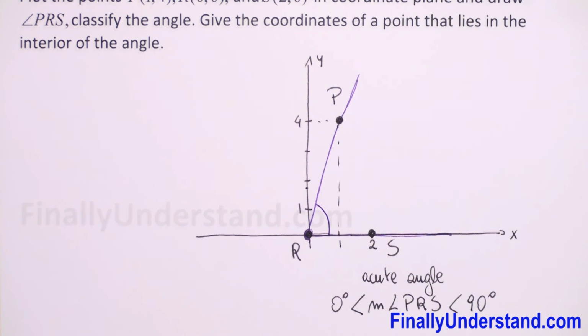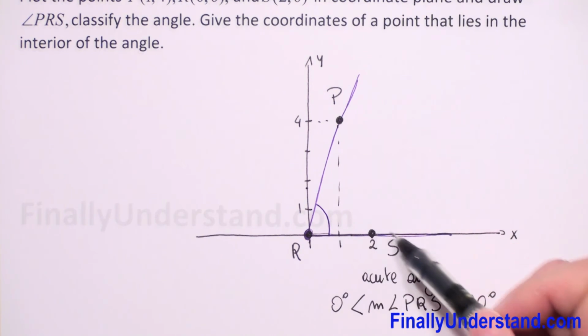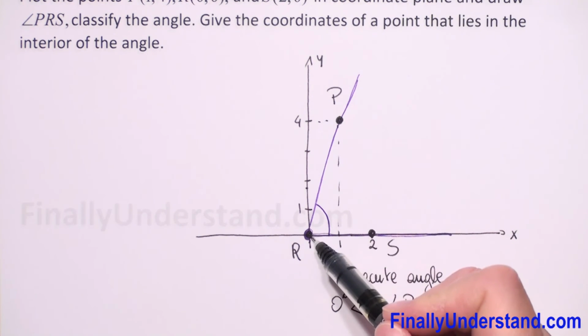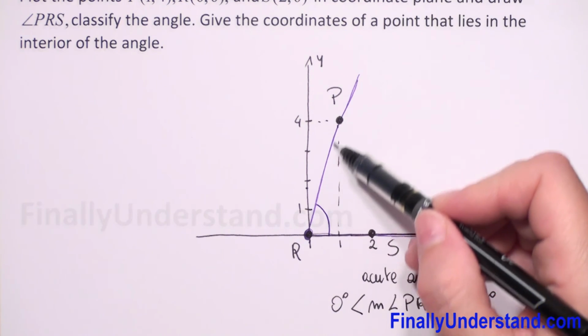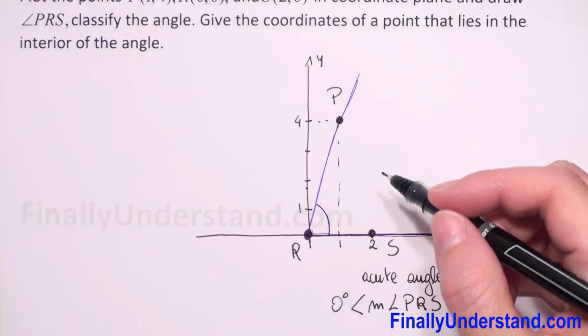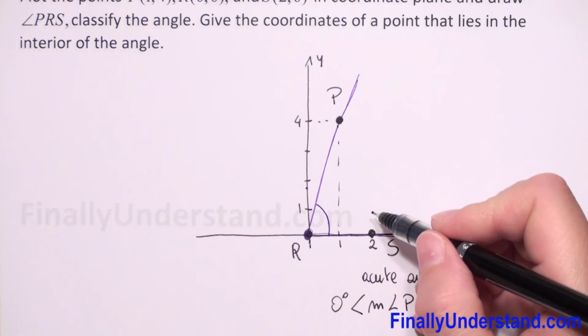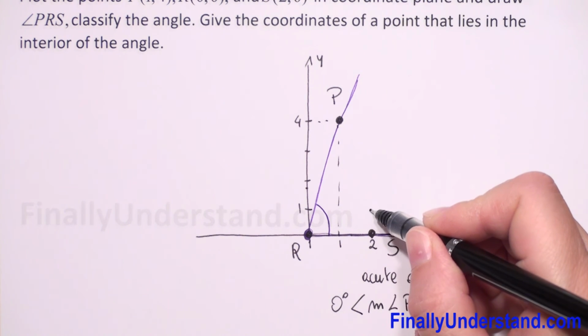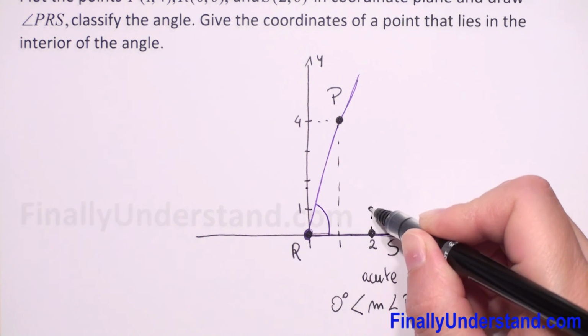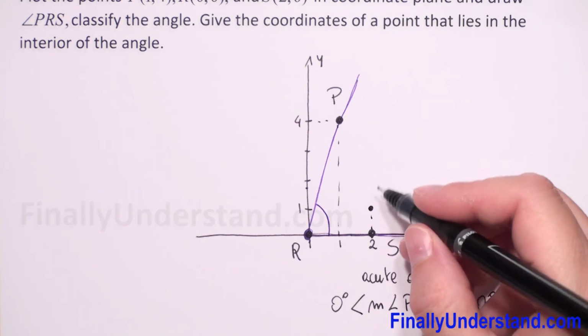Next, we have to give the coordinates of a point that lies in the interior of the angle. We know that a point is in the interior of an angle if it is between points that lie on each side of the angle. So we have to find a point which is between sides RS and RP. So let's choose, for example, a point whose first coordinate will be x and the second 1.